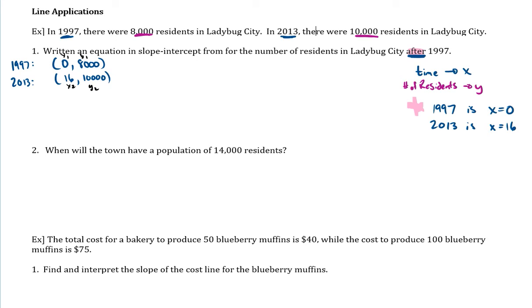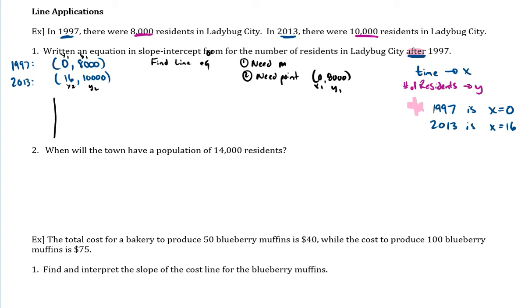And then that way, for number 1, they're saying write an equation in slope-intercept form for the number of residents in the city. So all they're asking for is to find the line equation. And whenever we need to find a line equation, we always need our slope and we need a point. Well, we already do have the points. We do have the point 0, 8,000 for x1, y1. And then we just need the slope.